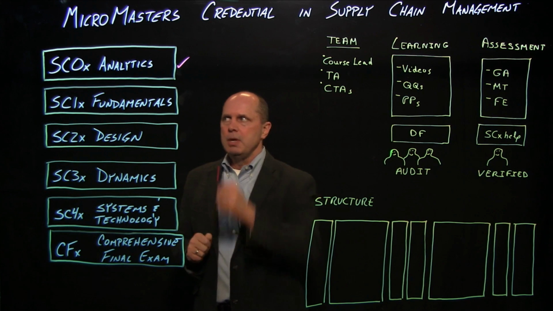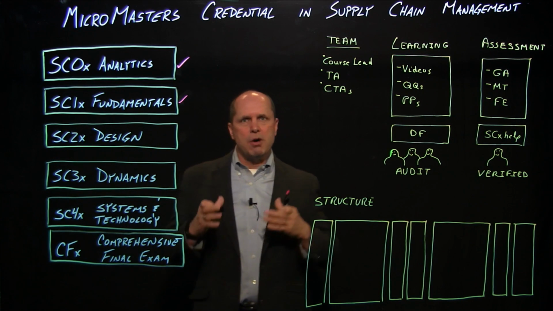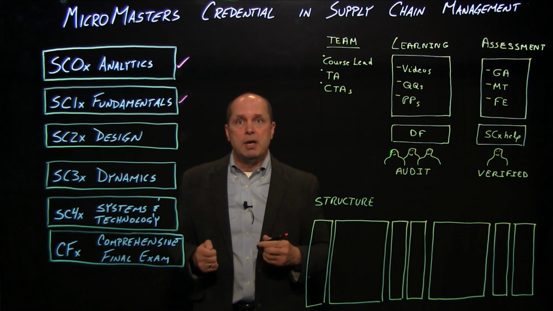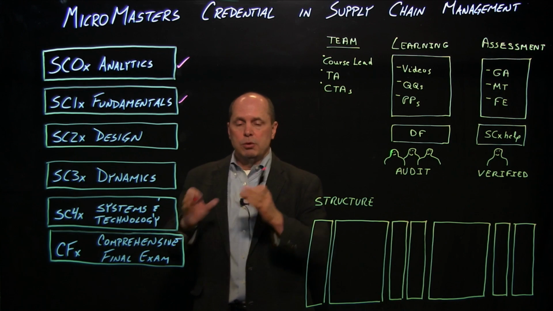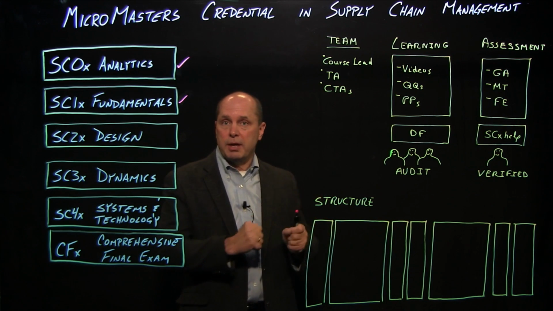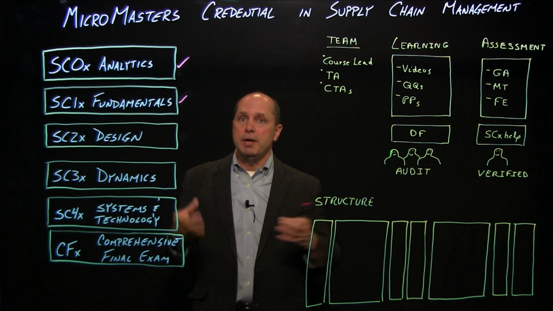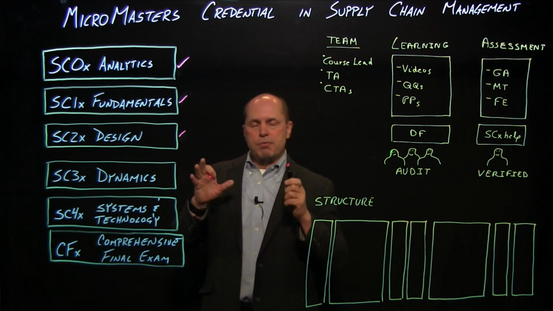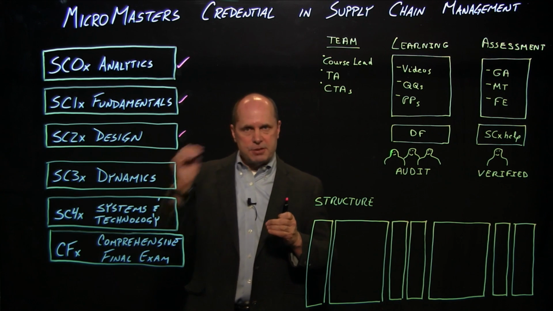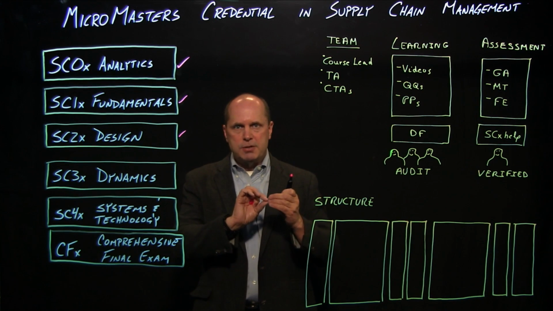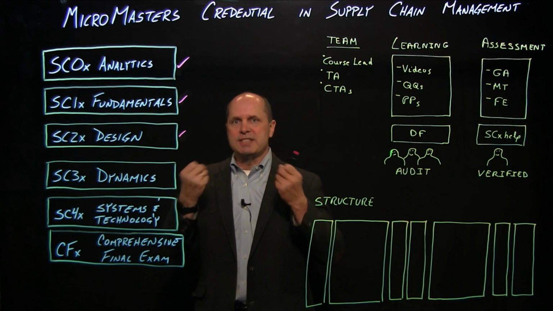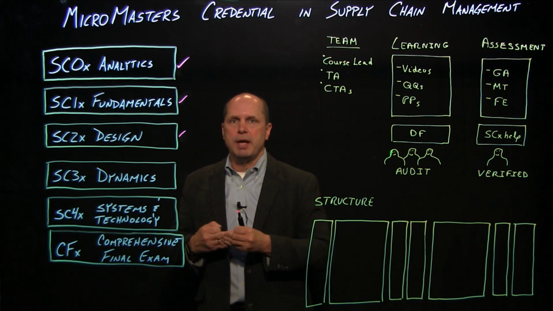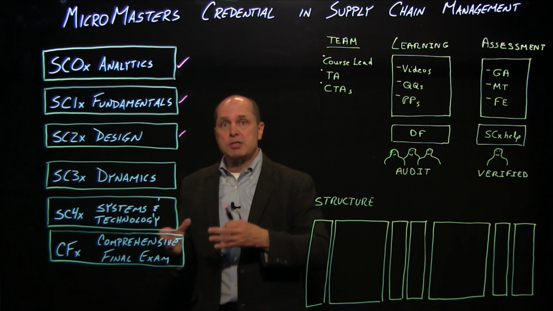rest of the course. Then we'll move into SC1X, which is all the fundamental trade-offs that are inherent in supply chain and logistics. Specifically, we'll look at demand planning, we'll look at inventory management and transportation planning and see how those intertwine and interact with each other. In SC2X, we look at the 3 major flows of supply chains, the physical flow, the financial flow, and the information flow, and we understand how to design those systems.